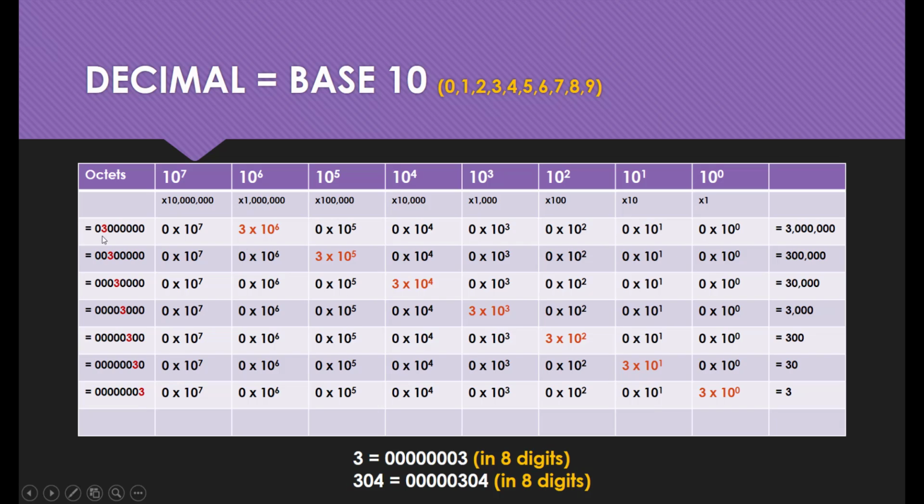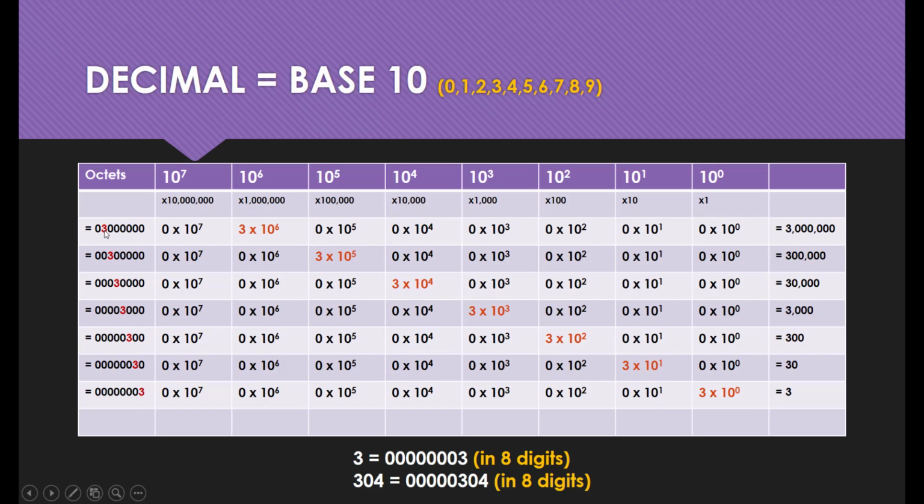So if you want to convert this one, which is 3 million, you will take the first digit, which is 0, and you multiply it by 10 raised to power, which is the base number raised to power 0. So the first digit takes a power of 0, and that's what we have here. You do the same thing for the second one, which is 0: you put it here, then you take it raised to power 1 and multiply it, and you continue doing it that way.